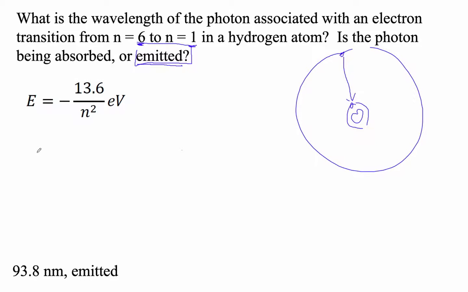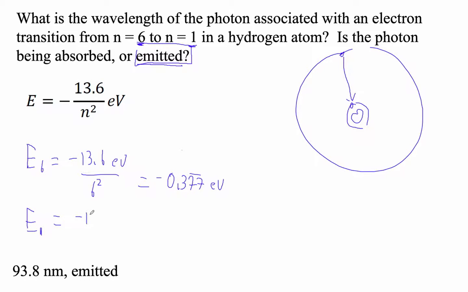Let's figure out the energy. The energy of 6 is minus 13.6 eV over 6 squared, which is a small number. That's negative 0.377, a lot of sevens, eV, right? And then the energy of the first one is negative 13.6 over 1 squared, which is negative 13.6.